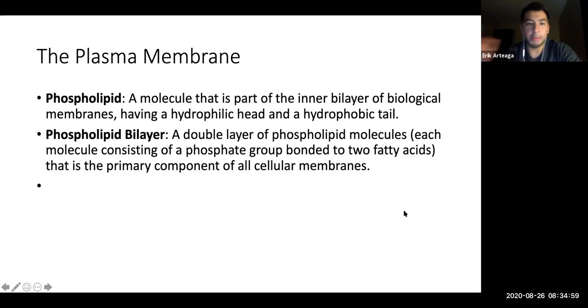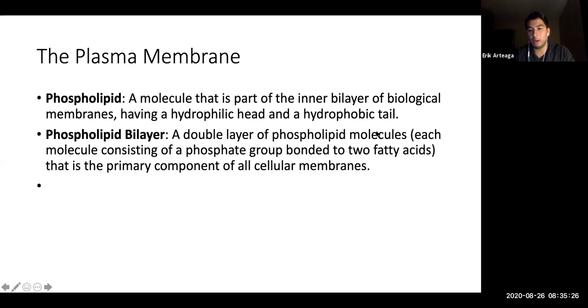All right, so the plasma membrane. It's a phospholipid, a molecule that is part of the bilayer of biological membranes, having a hydrophilic head and a hydrophobic tail, which we'll talk about in a minute. So the phospholipid bilayer is a double layer of phospholipid molecules, each molecule consisting of a phosphate group bound to two fatty acids. That is the primary component of all cellular membranes.